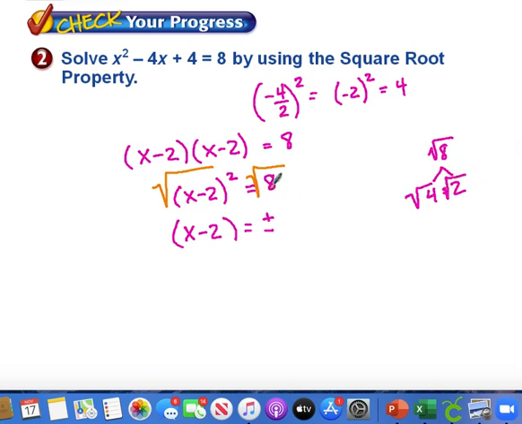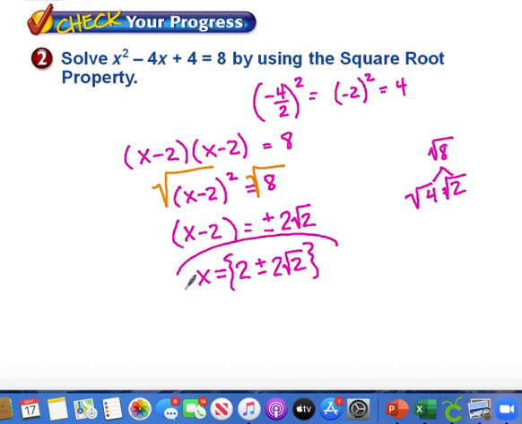So square root of 8 will break down into 2 square roots of 2. And then I can take that 2 to the other side. So my solutions will be positive 2 plus or minus 2 square roots of 2. Now I can't add those together because those are not like terms. So I'll leave it broken into x equals 2 plus or minus 2 square roots of 2.